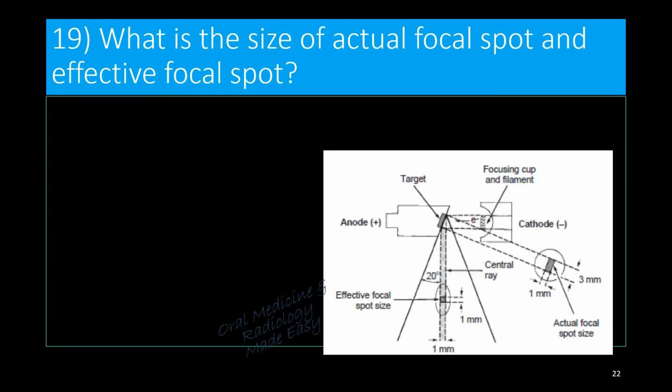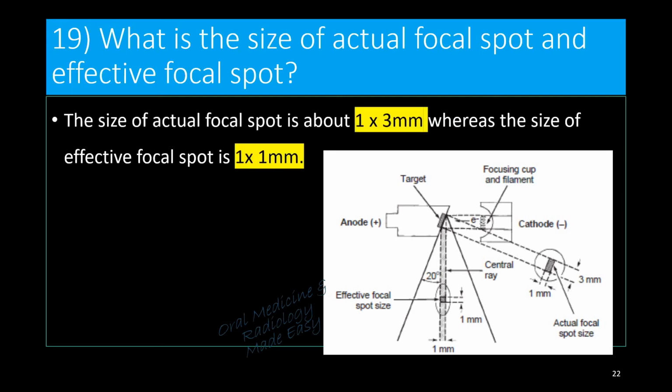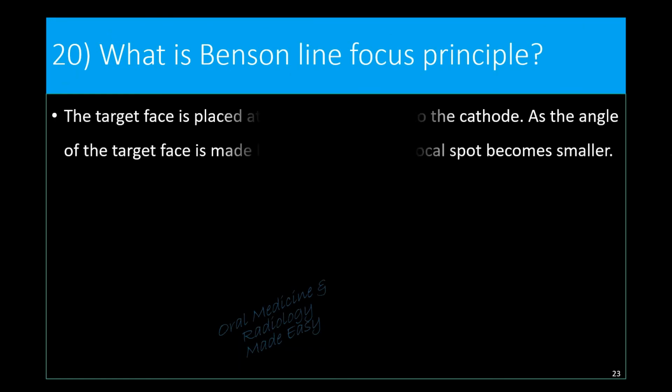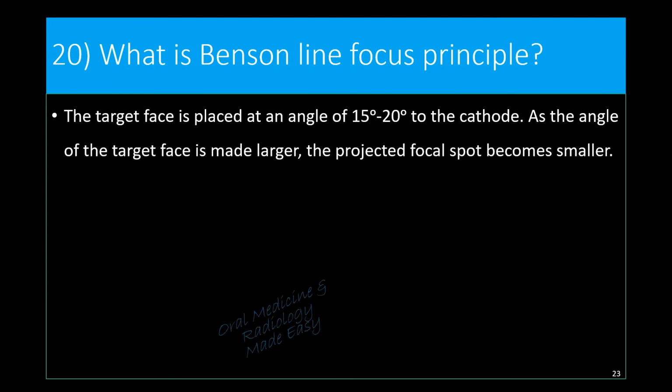What is the size of the actual focal spot and the effective focal spot? The size of the actual focal spot is 1 by 3 millimeters, whereas the size of the effective focal spot is 1 by 1 millimeter. What is Benson's line focus principle? The target face is placed at an angle of 15 to 20 degrees to the cathode.